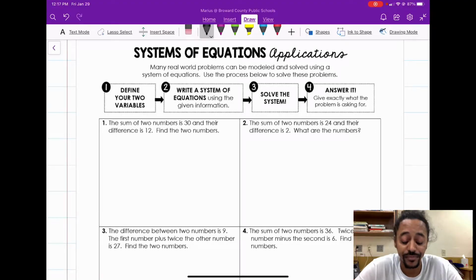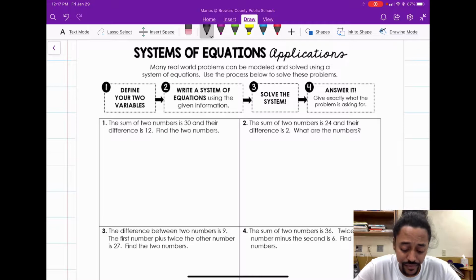Today we're going to do another lesson on the systems of equations, but this time we're going to be taking a look at word problems, okay? And we're going to split this lesson up into two parts. Part one, which is this video, is going to be just us defining the two variables and writing the system of equations. In part two, we're going to actually solve the system and then answer the questions, okay? So let's go ahead and jump in.